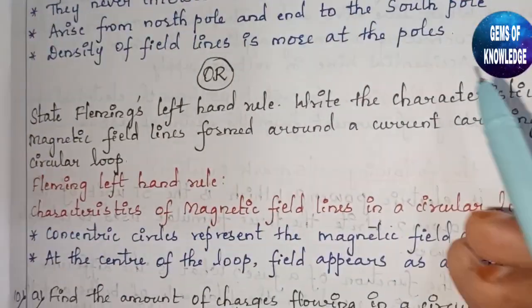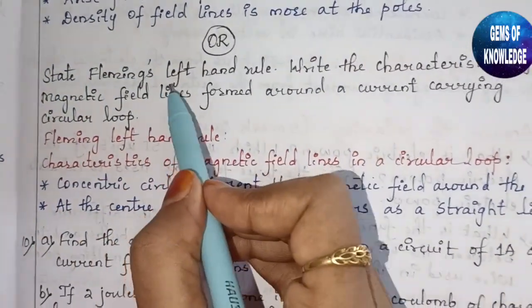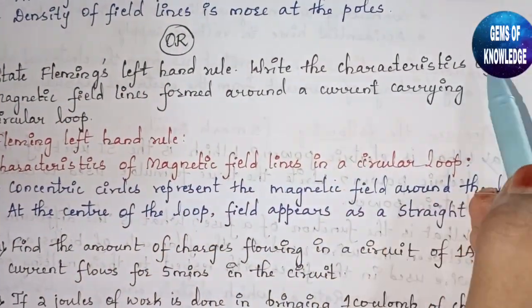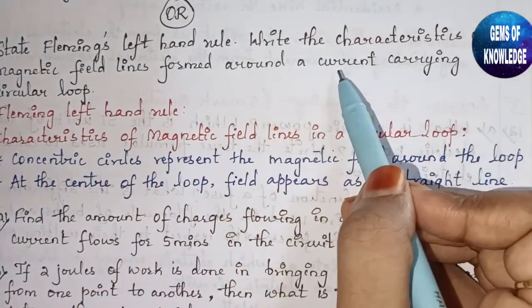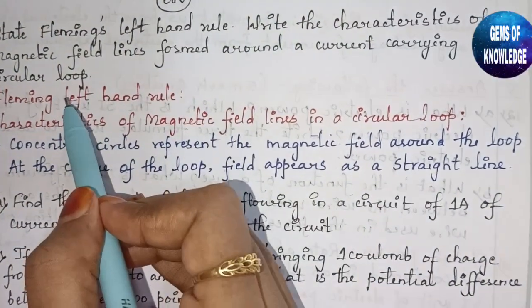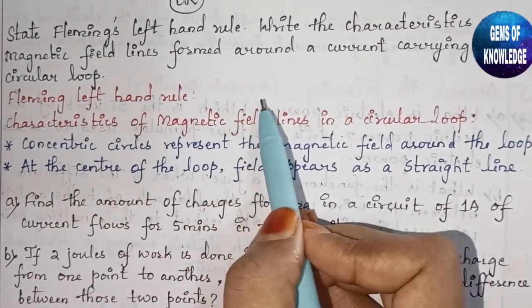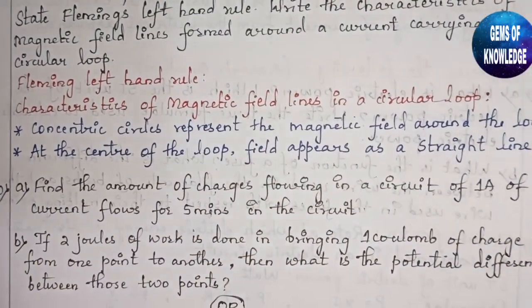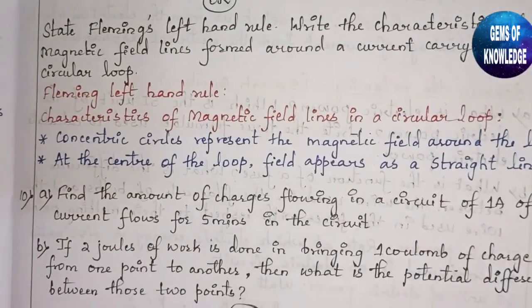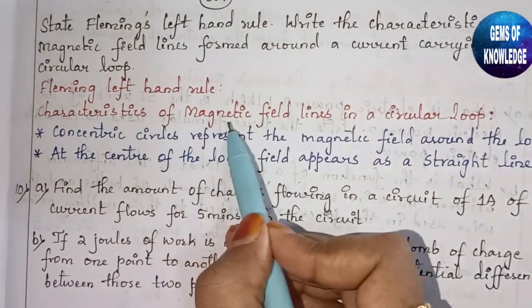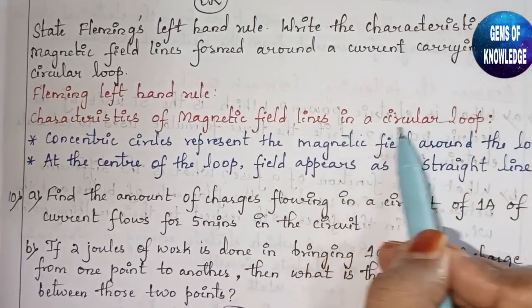Next question: state Fleming's left hand rule. Write the characteristics of magnetic field lines formed around a current carrying circular loop. Fleming's left hand rule is already provided in the video, so check the description box for this video. Then the characteristics of magnetic field lines in a circular loop.